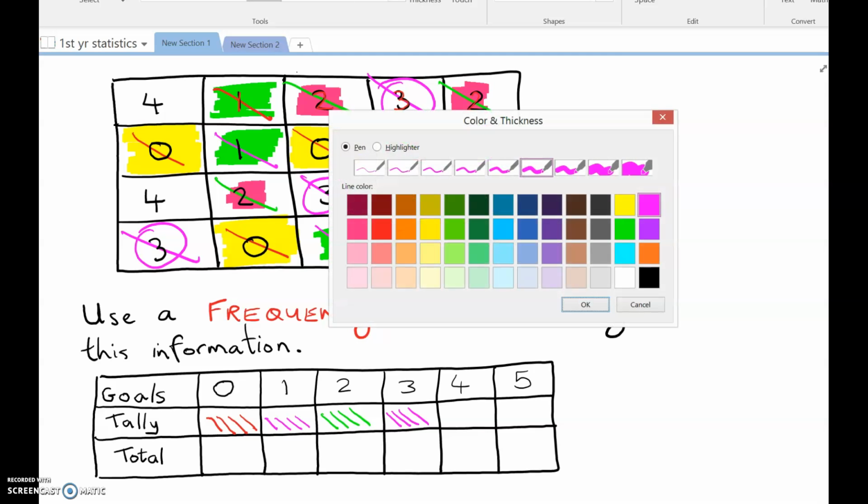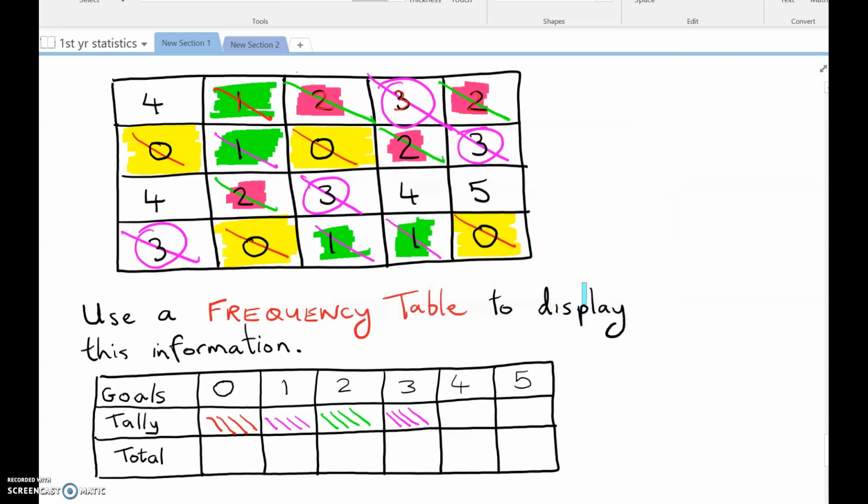Now I'll do my 4s, and I'll do that in a different color, kind of a bluey color. Okay, we got one here. 1, 2, 3, and there's none else. So how many 4s are there? 1, 2, 3 4s. So I put in 1, 2, 3 marks in my tally box.